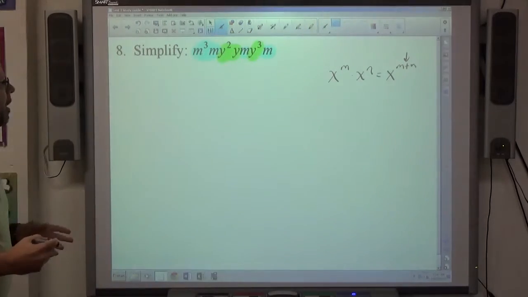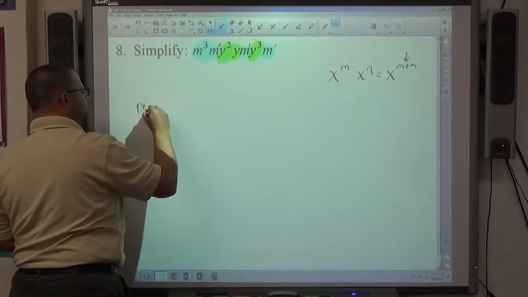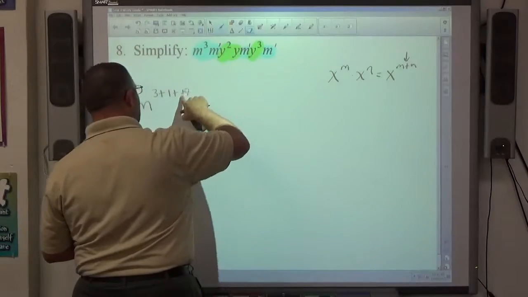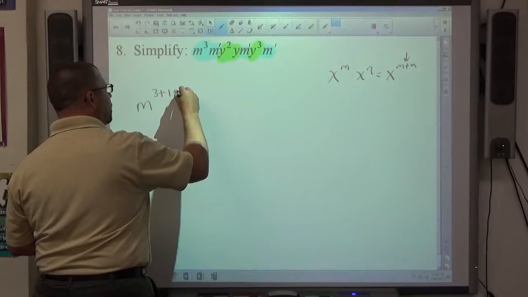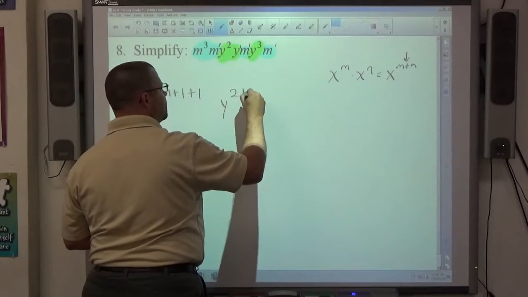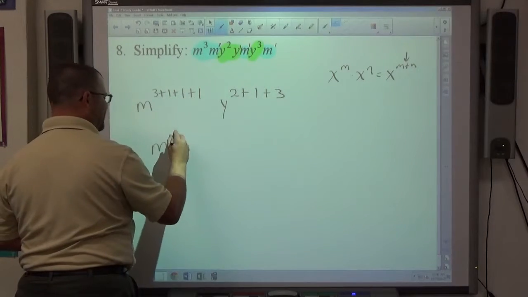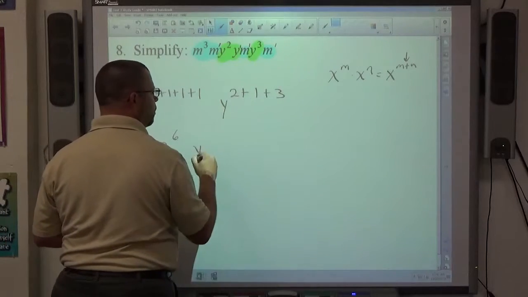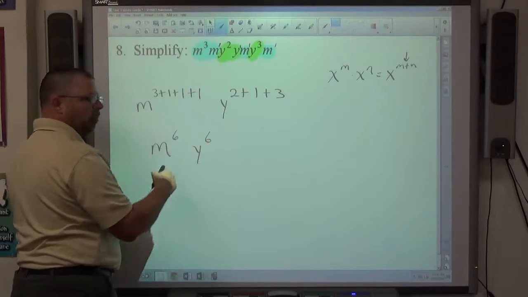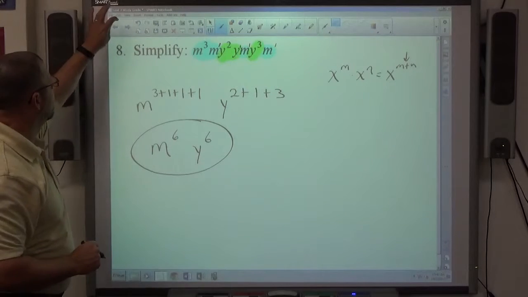So if I deal with the m's first, the powers on m are 3, 1, 1, and 1. Hardest part is right. 3 plus 1 plus 1 plus 1. And for y, the powers are 2, 1, and 3. So the end result, 3 plus 1 plus 1 plus 1 is 6. The end result for y, 2 plus 1 plus 3 is 6. Notice m to the 6 times y to the 6. I am adding the powers, but I'm still multiplying the letters in my final answer here. So be careful that we do write it properly.